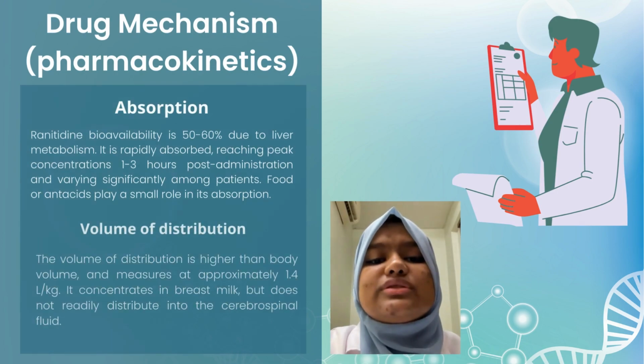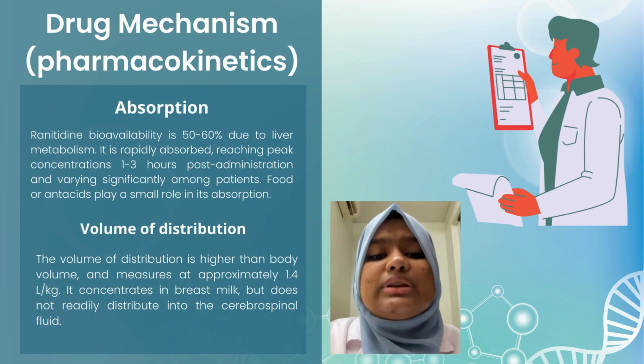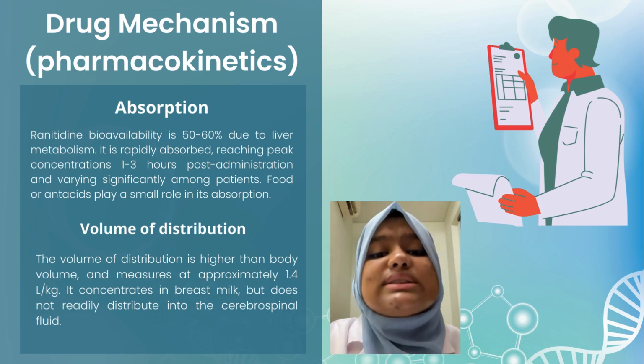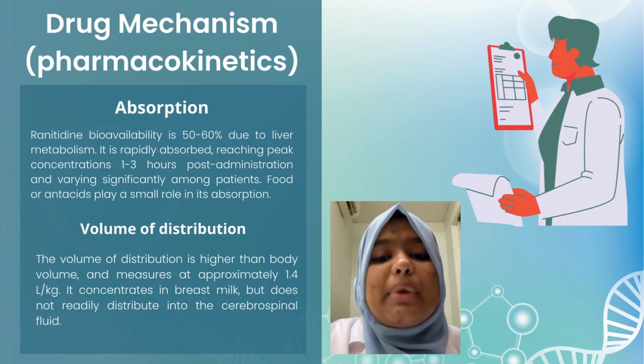Hello everyone, I'm going to discuss the pharmacokinetics of this drug. Absorption. Ranitidine bioavailability is 50 to 60% due to liver metabolism. It is rapidly absorbed, reaching peak concentration 1 to 3 hours post-administration and varying significantly among patients. Food or antacids play a small role in its absorption. Volume of distribution. The volume of distribution is higher than body volume, measured at approximately 1.4 liters per kg. It concentrates in breast milk but does not rapidly distribute into the cerebrospinal fluid.